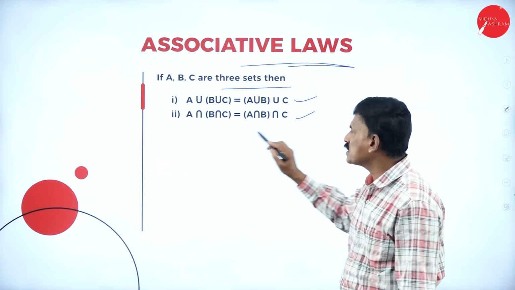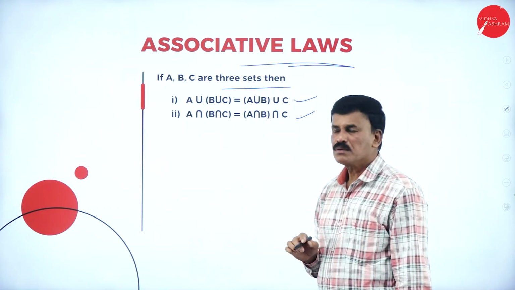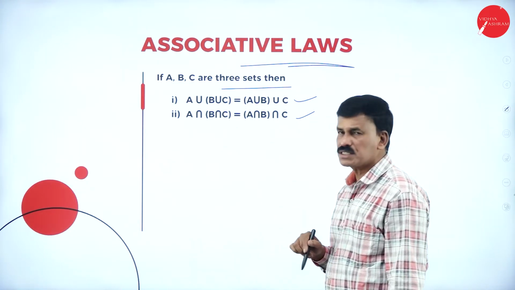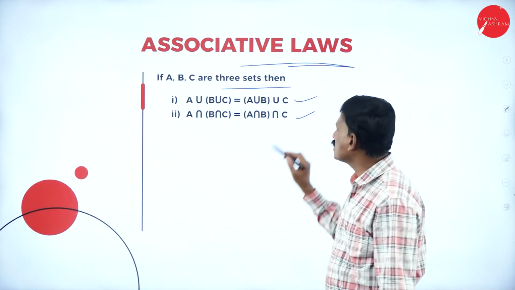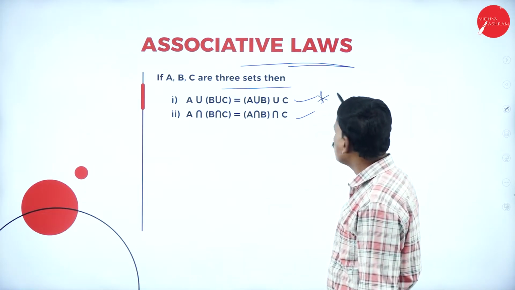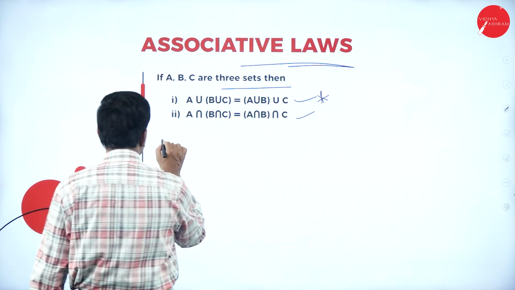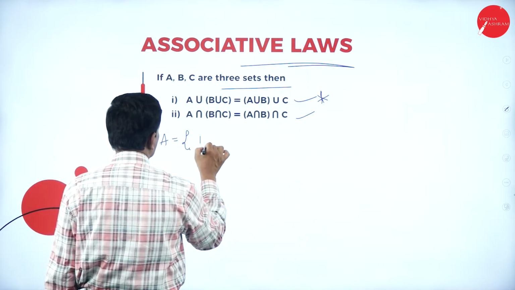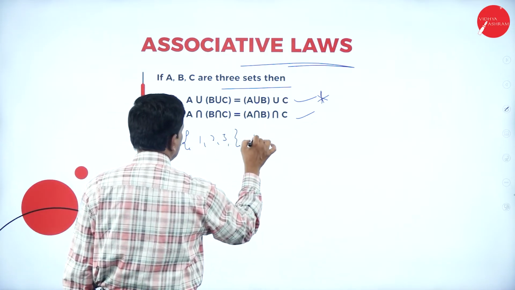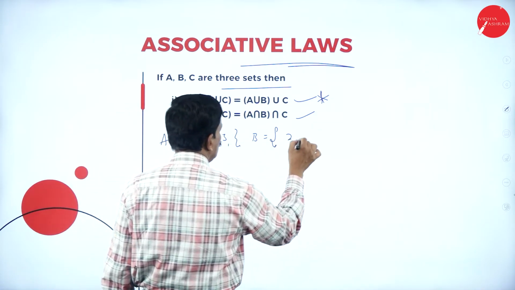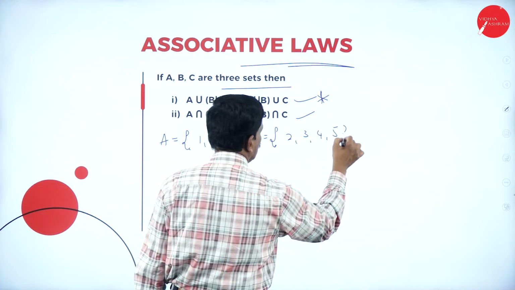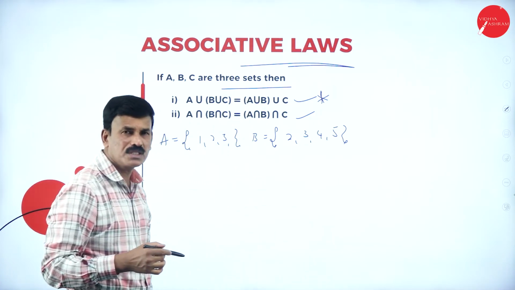Similarly, in case of intersection, (A intersection B) intersection C is equal to A intersection (B intersection C). This is a very, very important law. You may expect one example question from this. Now, let us take a small example. Let A be {1, 2, 3} and B be {2, 3, 4, 5}. Now, let us verify the associative property for both.